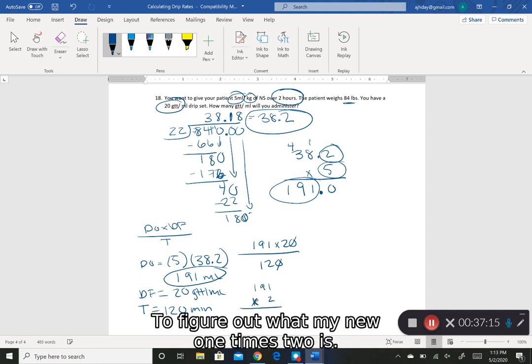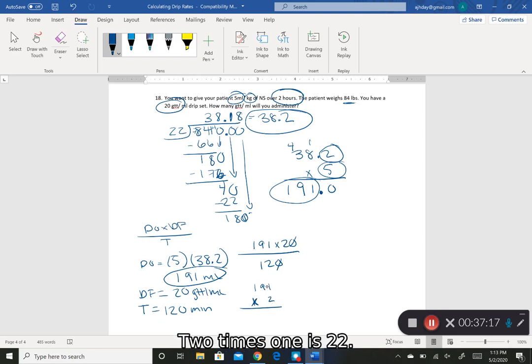Let's figure out what 191 times 2 is. 2 times 1 is 2. 2 times 9 is 18. 2 times 1 is 2. 3. So I got 382 divided by 12.